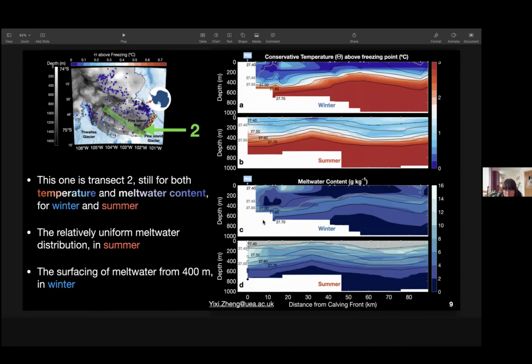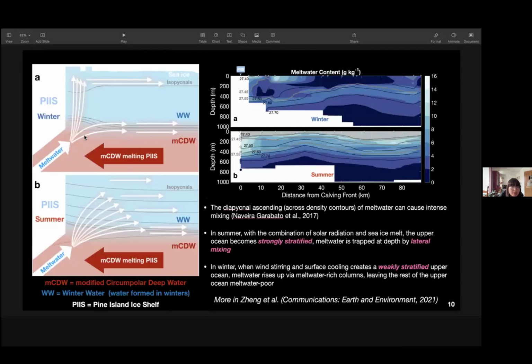While in wintertime, and again, this layered structure is so significant that there's one meltwater-rich layer along this isopycnal here, and then another meltwater-rich layer near surface connected by the meltwater-rich columns here. So again, why is it happening? Then we think that it's actually because of the seasonal stratification in front of Pine Ice Shelf.